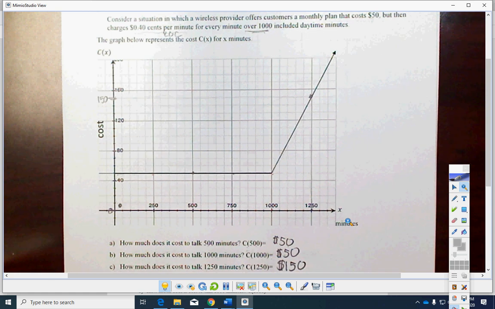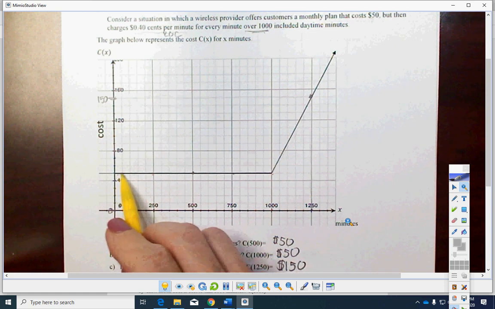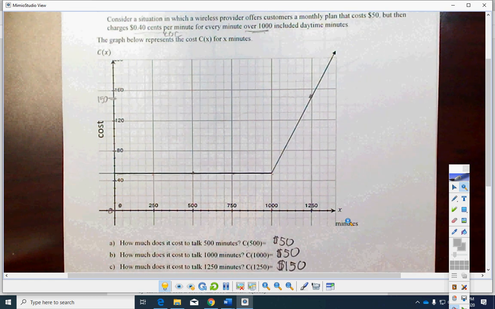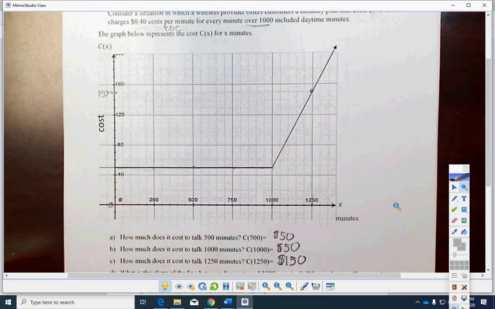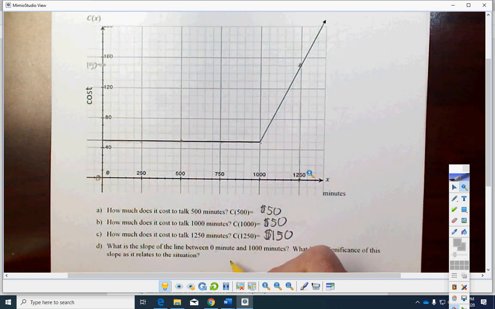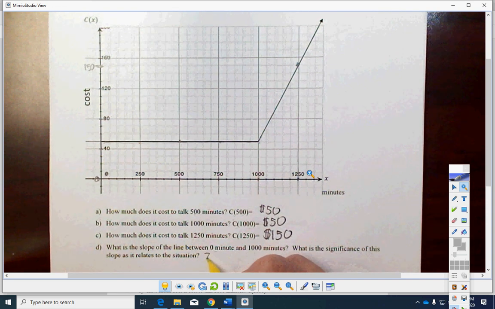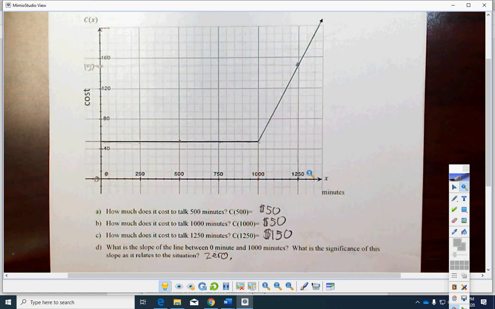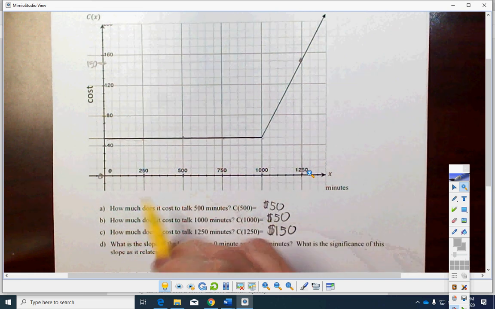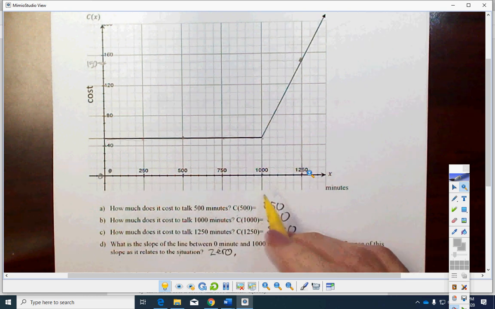What is the slope of the line between 0 and 1,000? Right here. Remember, horizontal lines have a 0 slope. And then it asks, what's the significance of this slope as it relates to the situation? Well, it stays at 50 because you're charged a flat fee of $50 for any number of minutes between 0 and 1,000.